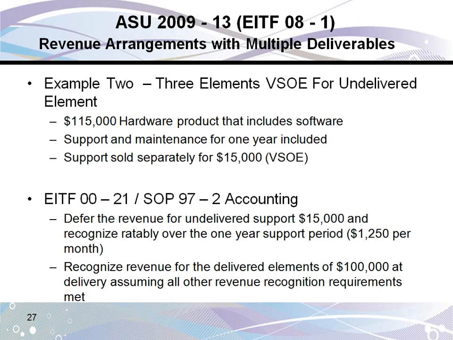The revenue for the delivered items, the hardware and the software, we could recognize on delivery, assuming all of our other revenue recognition requirements are met. So we'd recognize $100,000 at delivery of the software and the hardware. So that's our old revenue recognition methodology using the residual method.